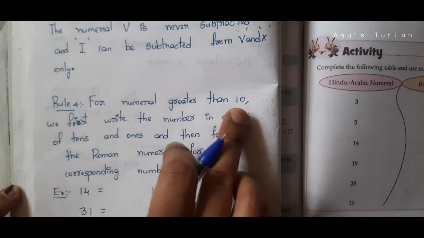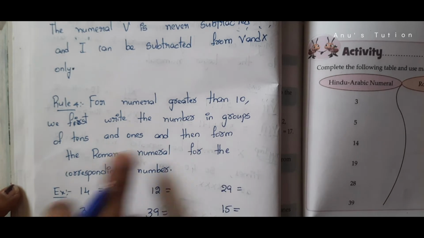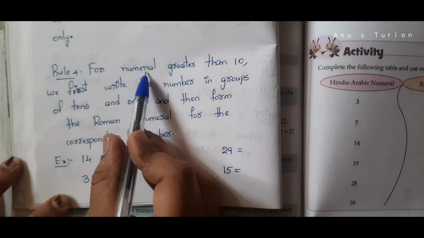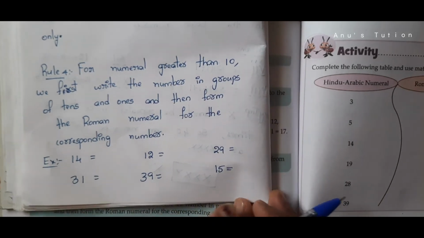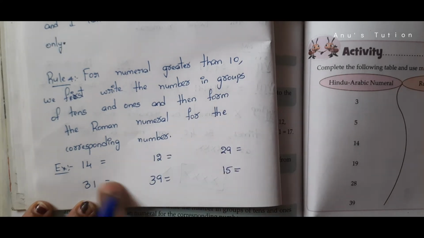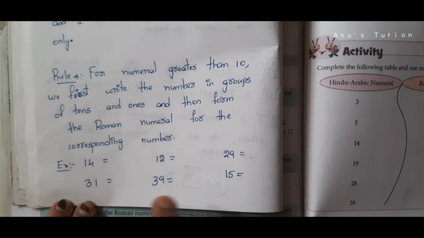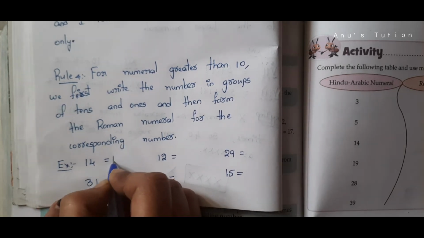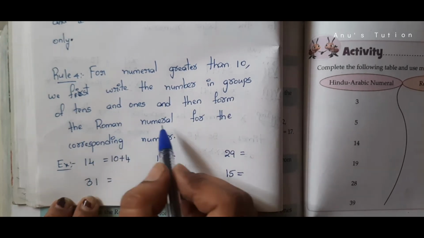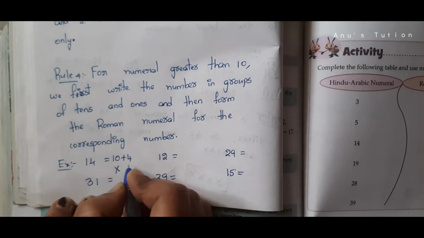Okay. Next, rule number 4. For numerals greater than 10, we first write the number in groups of 10s and 1s and then form the Roman numeral for the corresponding number. Here all the numerals, for example, are greater than 10. We first write the numbers in groups of 10s and 1s. Here what do we have to write? 14: 10 plus 4. And then form the Roman numeral. 10 is nothing but X.